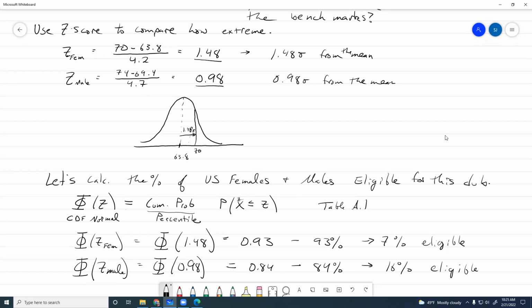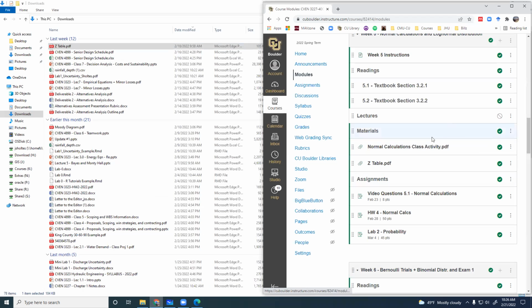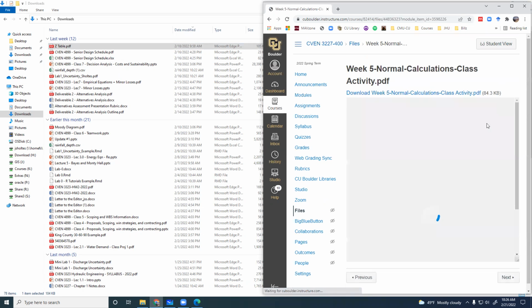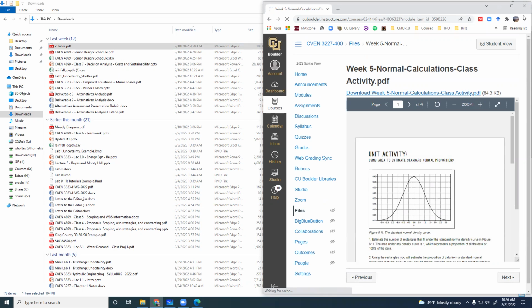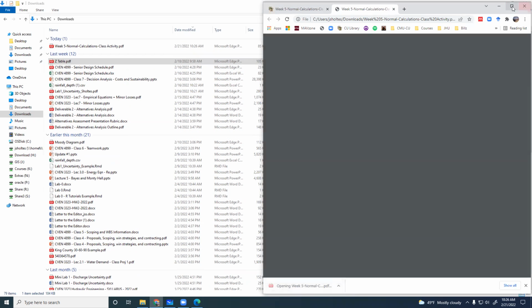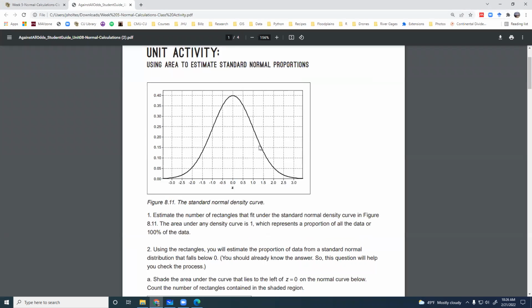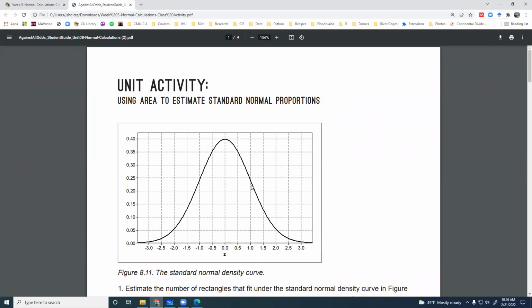Okay, so now what we're going to do is prove to ourselves how that empirical rule works. Take out your activity guide, and I'll pull it up here on Canvas. What you have here is a graph with the normal distribution, the standard normal distribution, right? So it's centered on 0, and we have Z on the x-axis.